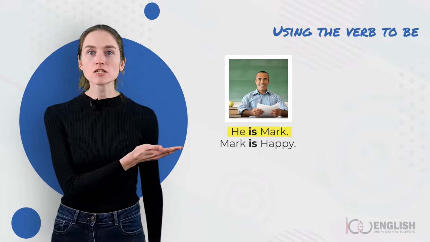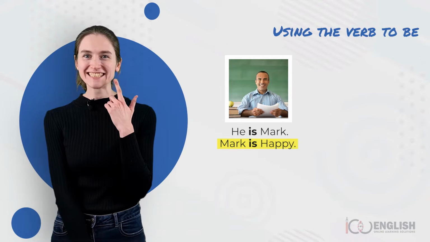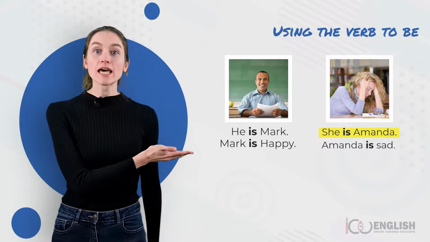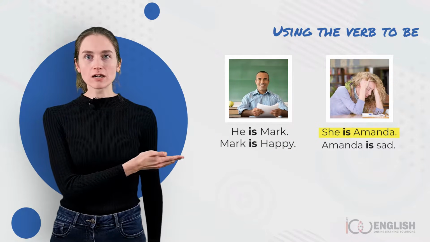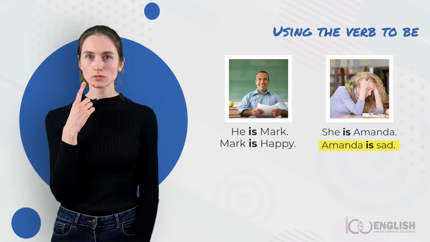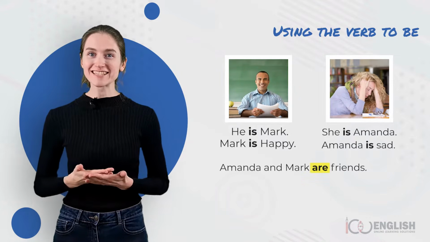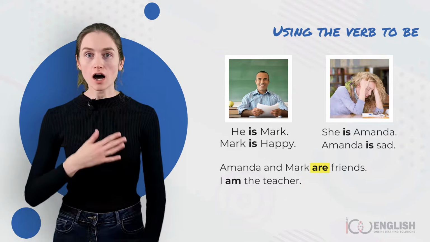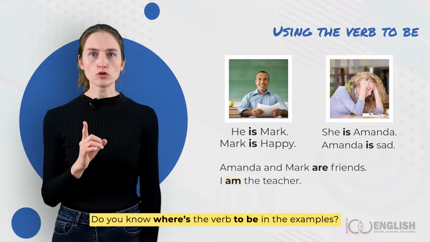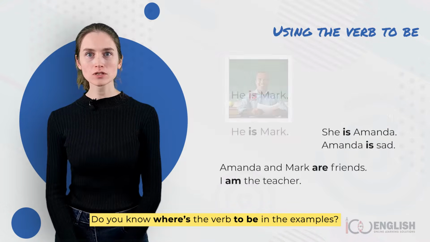He is Mark. Mark is happy. She is Amanda. Amanda is sad. Amanda and Mark are friends. I am the teacher. Do you know where's the verb to be in the examples?